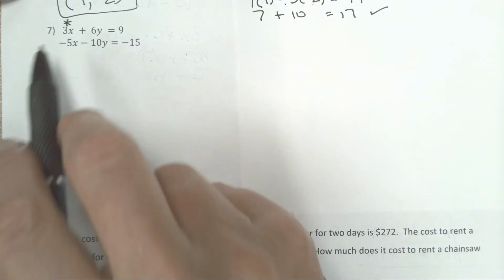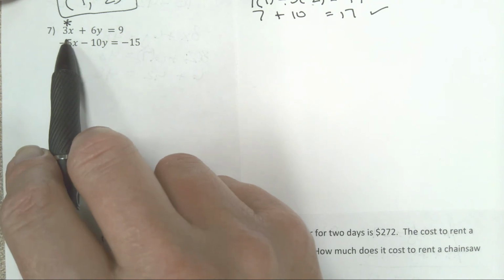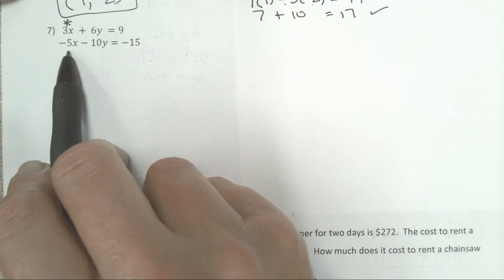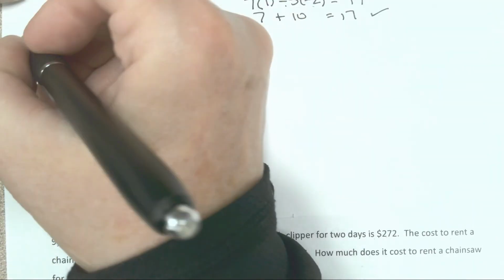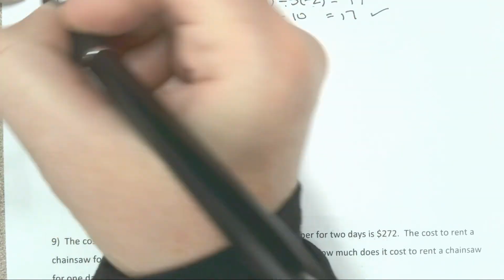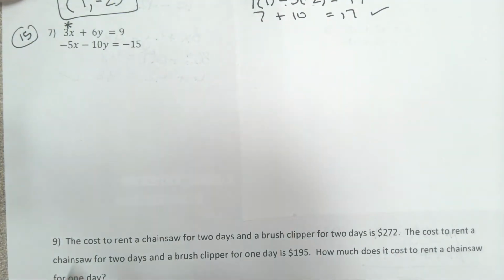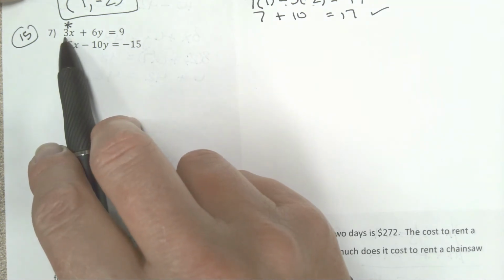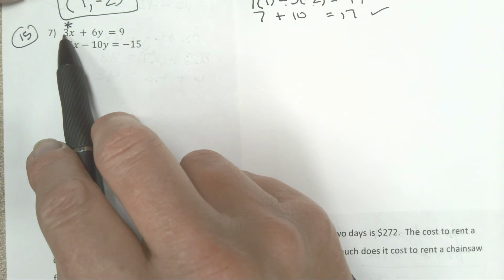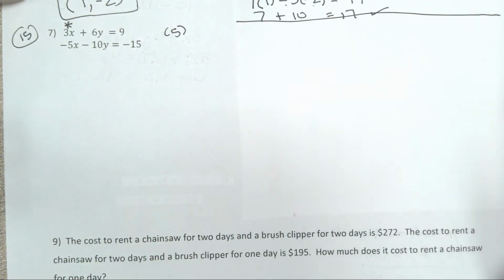So what is your opposite going to be? So the least common multiple. It's when you count up by 3's and when you count up by 5's, what's the first number that you come to that they have in common? So that would be 15. So 15 and negative 15 are going to be my opposites. So if 15 needs to be my opposite, what would you have to multiply the top equation by? So 3 times 5 is 15. So I'm going to multiply the top equation all by 5.